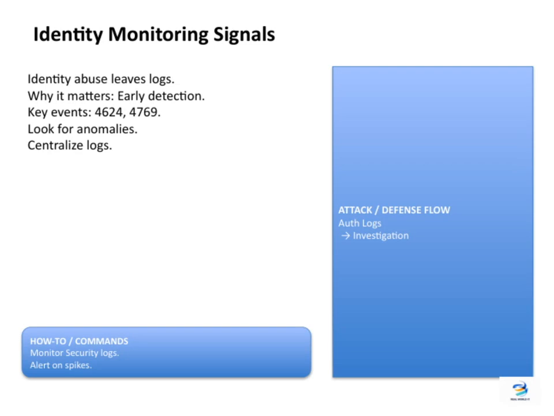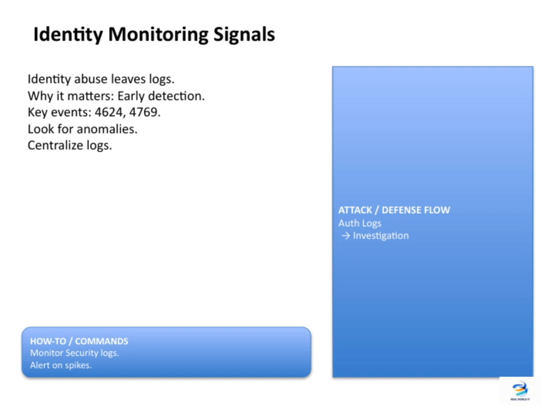Now let's take a closer look at the attack and defense flow, starting with authentication logs. When we see suspicious activity, the first step is to investigate these logs to understand what's happening behind the scenes. Monitoring security logs is crucial. By keeping an eye on them, we can spot unusual spikes that might indicate an attack. Identity abuse often leaves traces in these logs, which makes early detection possible and vital. Catching these signs early can prevent further damage.